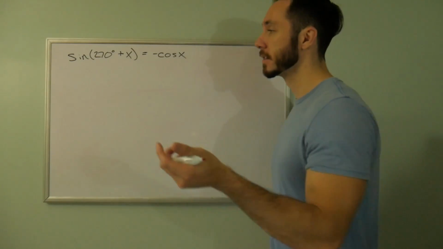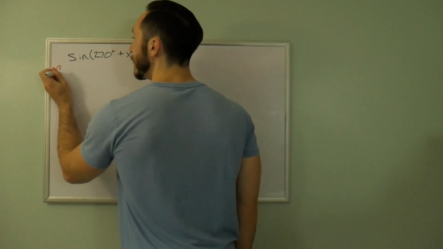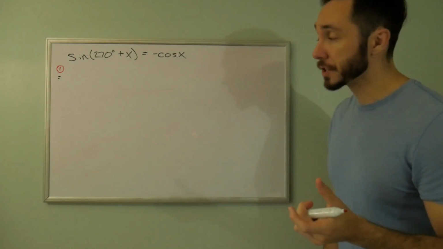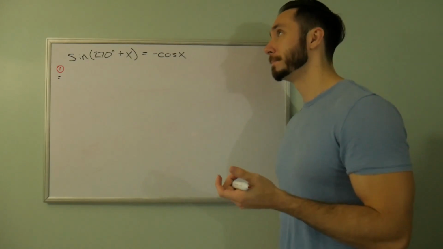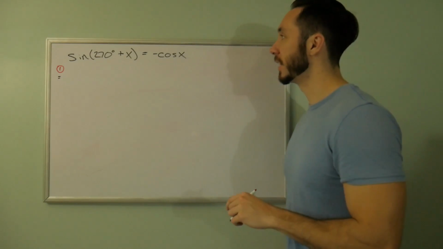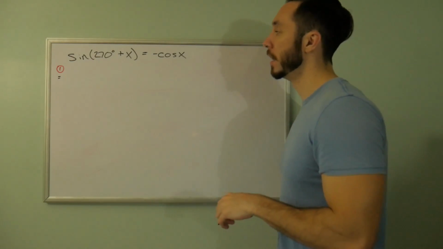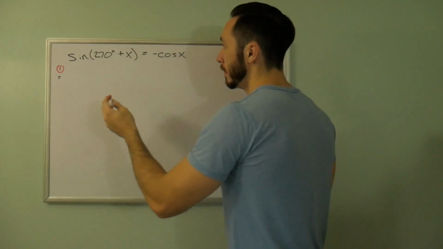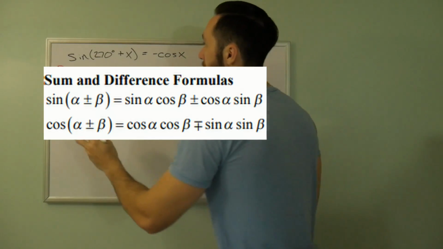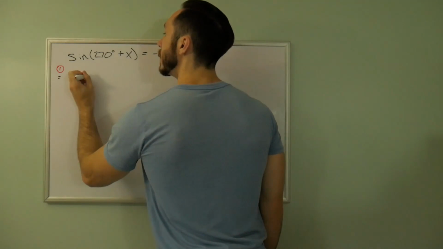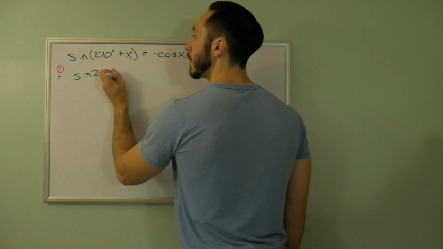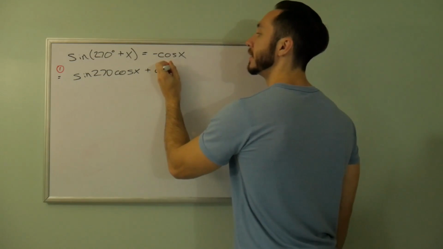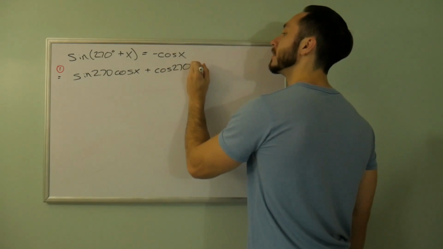I can rewrite this as, so first step, and this is just the definition. Anytime you see some sort of addition or subtraction inside of your trig function, you should look to see if that's a sum or difference formula. So I see it's a sum. I can rewrite this by that formula, which I'll just flash right now. By this guy, I can rewrite this as sine 270 cosine x plus cosine 270 sine x.